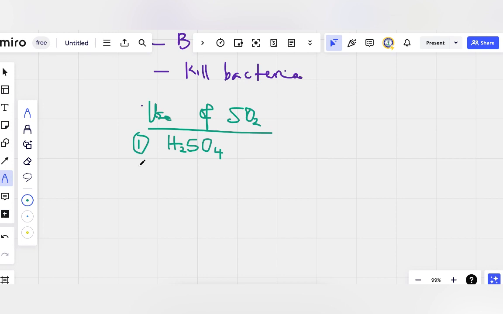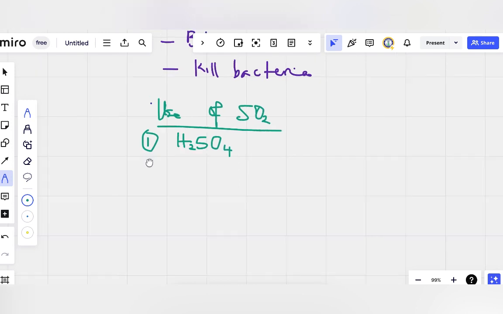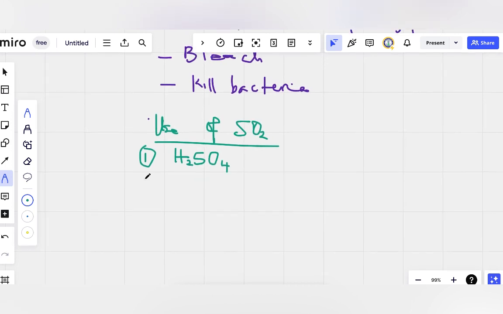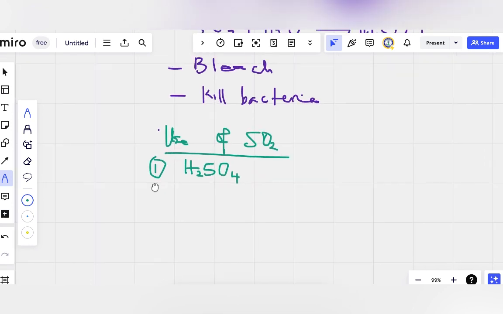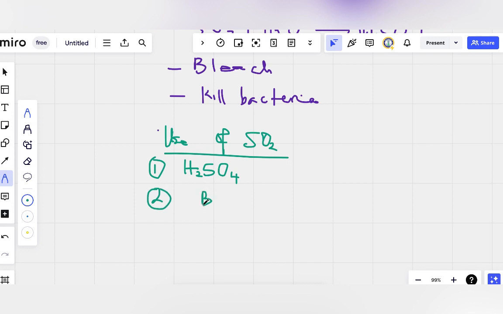Manufacture of sulfuric acid. It's also used to bleach wool, silk, and wood pulp for making paper. So in summary, we say for bleaching colored compounds, to make bleach. For bleaching wool, paper, and so on. Is that okay? So that's one use of sulfur dioxide, used for making bleach.